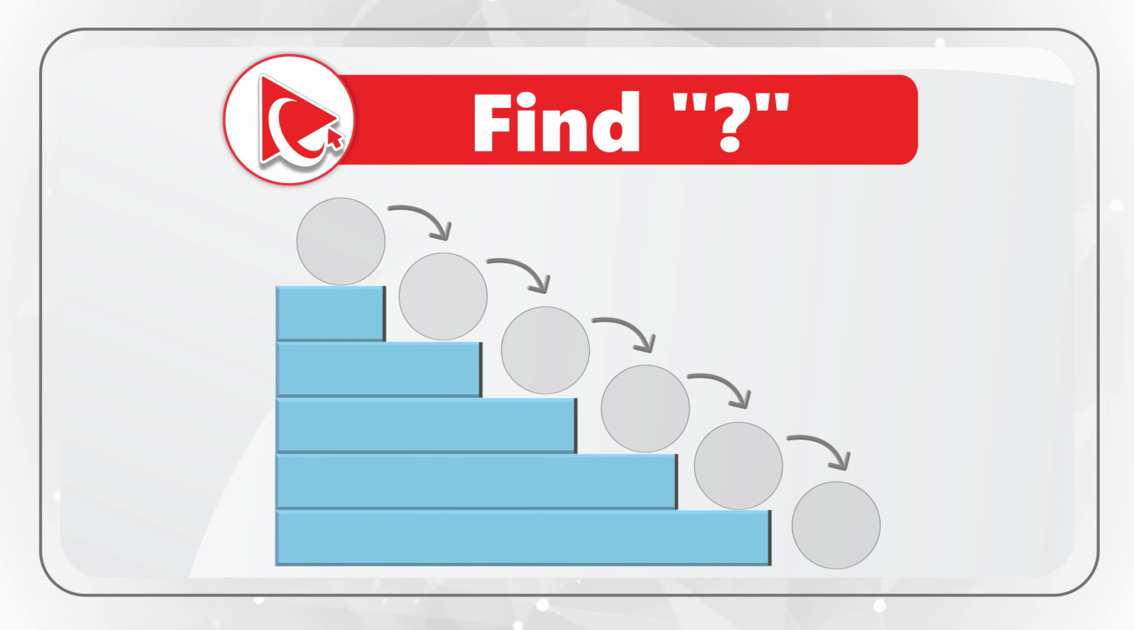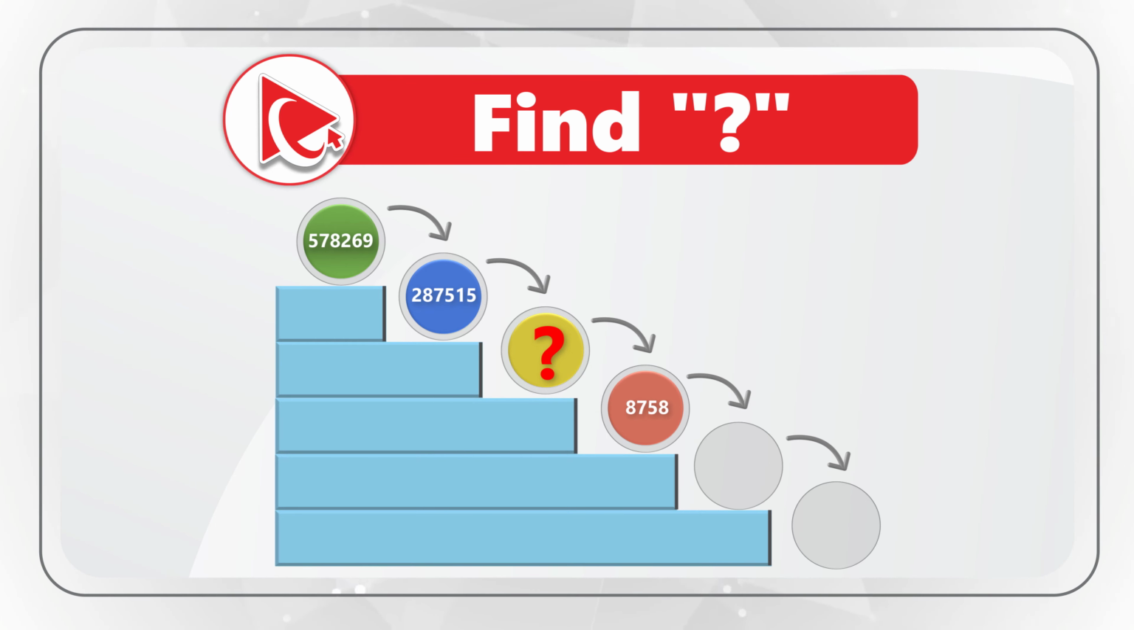In the top position, it's a green ball inside, and it has the numbers 5, 7, 8, 2, 6, 9. Then, as it rolls, it becomes a blue ball, and the numbers change to 2, 8, 7, 5, 1, 5. Then it becomes the yellow ball with the missing number. As it continues, the numbers we see are 8, 7, 5, 8 in the pink ball. As it rolls, we see the brown ball with the numbers 7, 8, 1, 3. And then as it continues to roll to the last step, it's a purple ball with the numbers 8, 7, 4 inside. We need to calculate the missing number and select out of 4 possible choices.